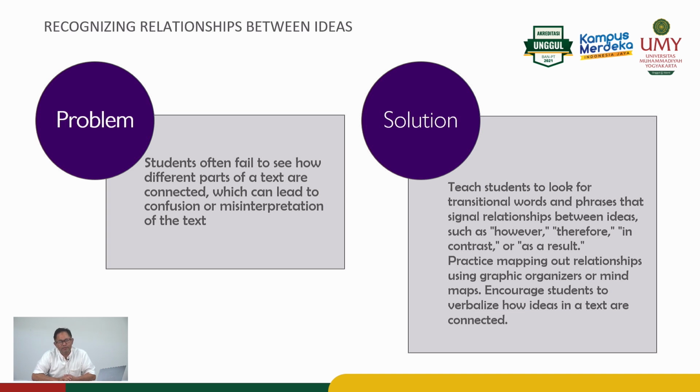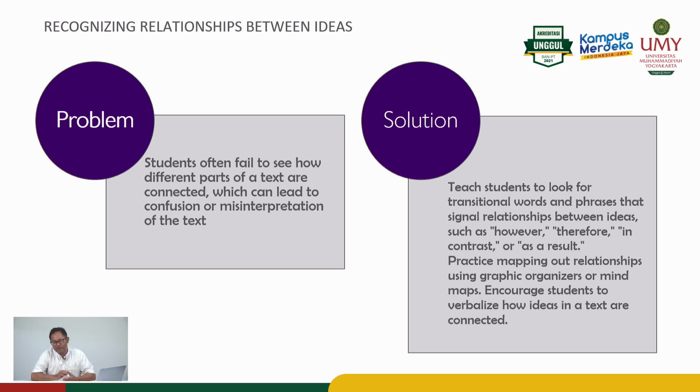Then the next macro skill that you may teach to your student is about recognizing the relationship between ideas. Students commonly have problem. They may often fail to see how different parts of text are connected, which can lead to confusion or misinterpretation of the text.